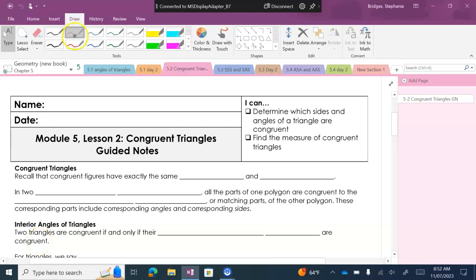All right, so we are going to be talking about congruent triangles or congruent figures in general today. We talked about congruency earlier this year, and in order for two things to be congruent, they had to have two of the same things. They had to be exactly the same size and exactly the same shape. Okay, in order for them to be congruent, they have to be exactly the same size and exactly the same shape.